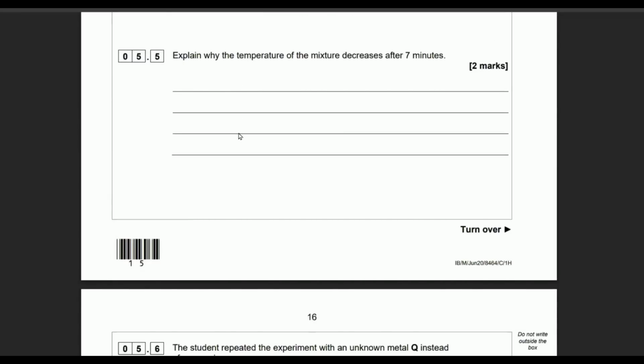Okay, 5.5. Explain why the temperature of the mixture decreases after 7 minutes.